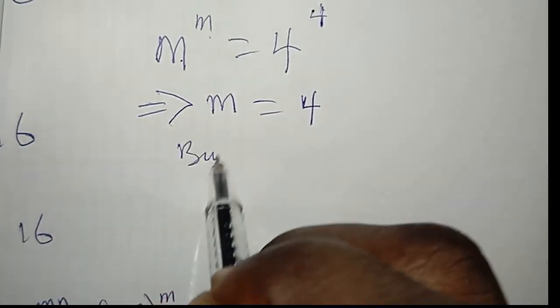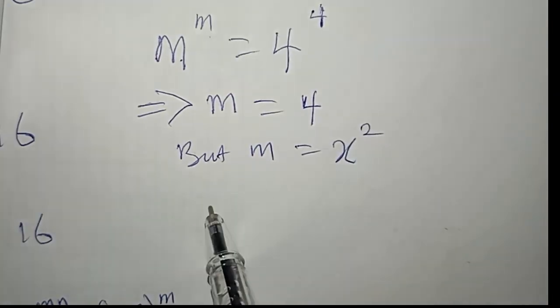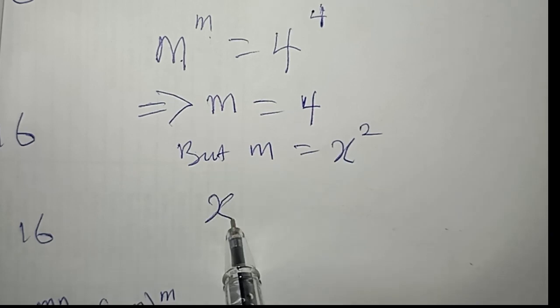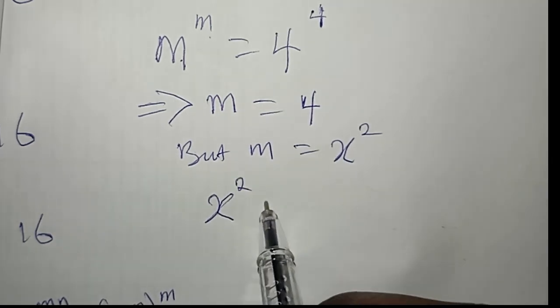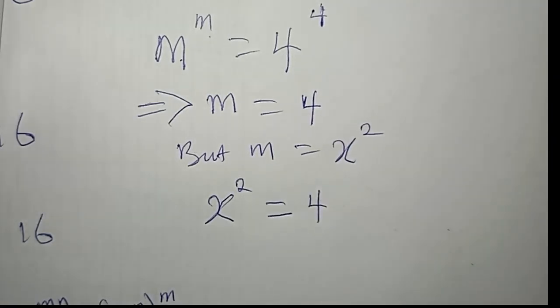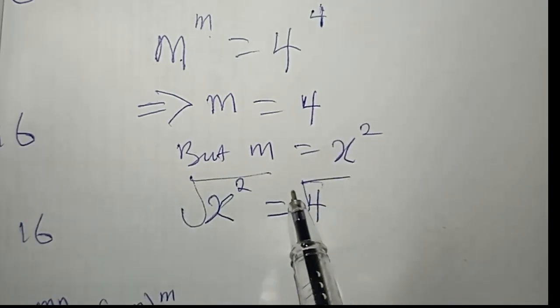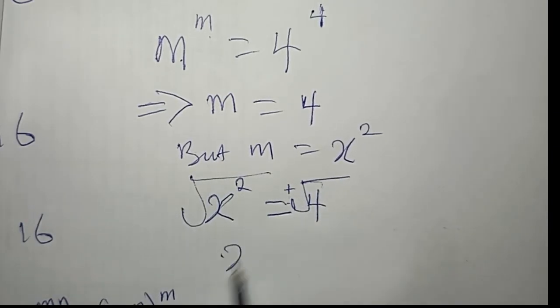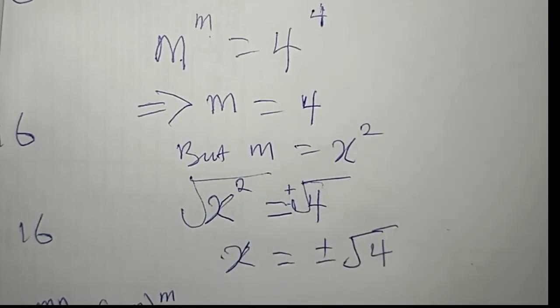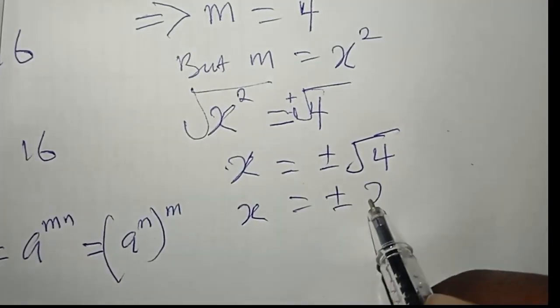Okay, but we set our m to be equal to x power 2. So in order for us to get the value of x, we make the substitution back. So x power 2 is equal to 4. Okay, so you can go ahead to take the square root of both sides. Of course, this is plus or minus. So x is now equal to plus or minus the square root of 4, which when you evaluate that, x is now equal to plus or minus 2.